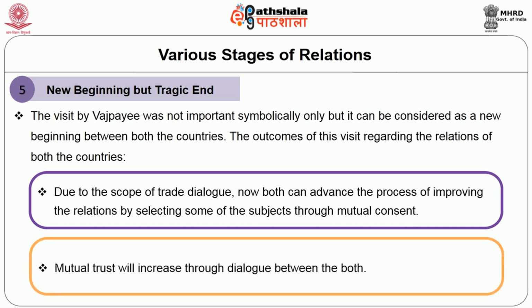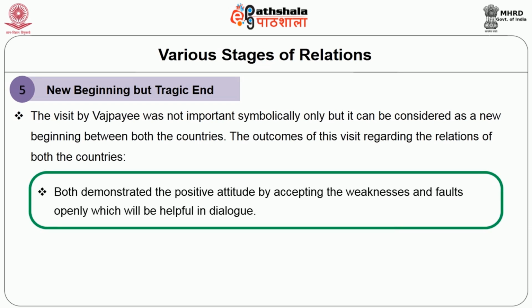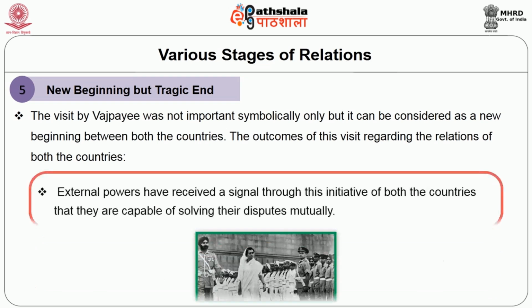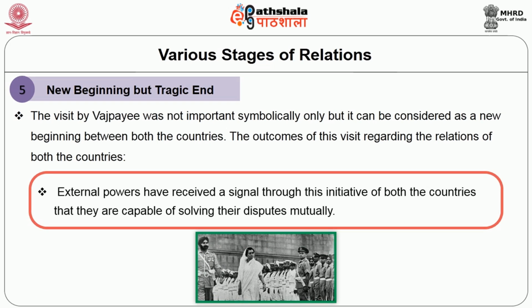Mutual trust will increase through dialogue between the both. Both demonstrated a positive attitude by accepting the weaknesses and faults openly, which will be helpful in dialogue. Both have denied the possibilities of external interference by demonstrating faith in the Shimla Agreement. External powers have received a signal through this initiative of both the countries that they are capable of solving their disputes mutually. Hence, these efforts by both will provide a base for cordial relations by improving their relations.